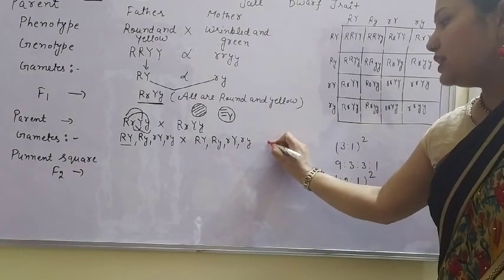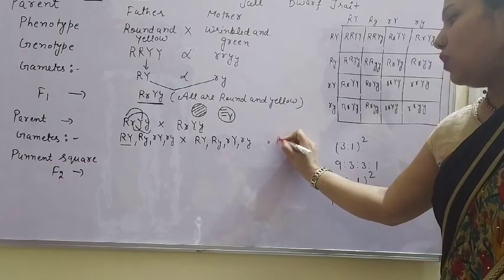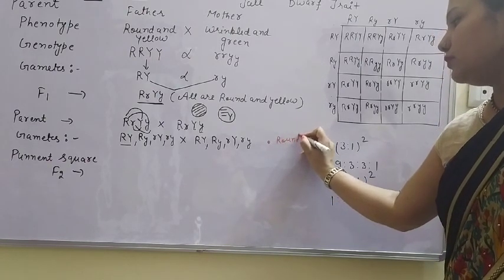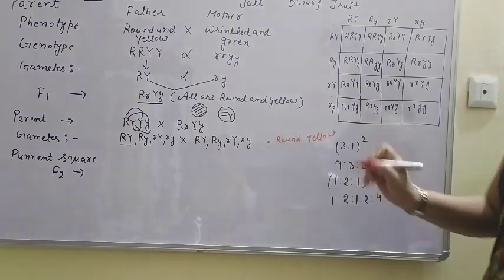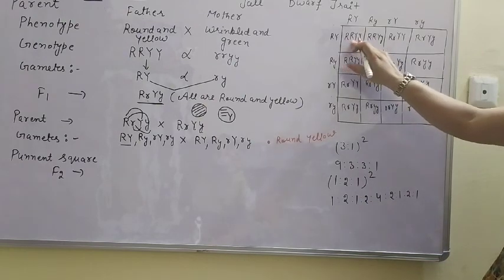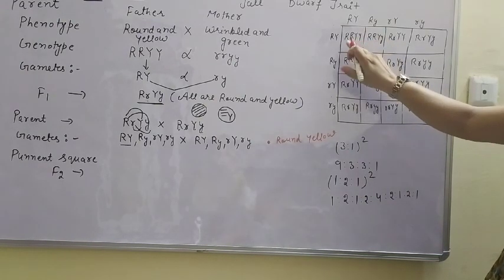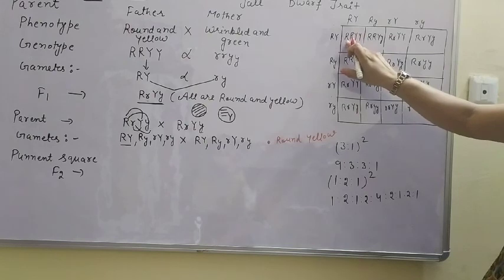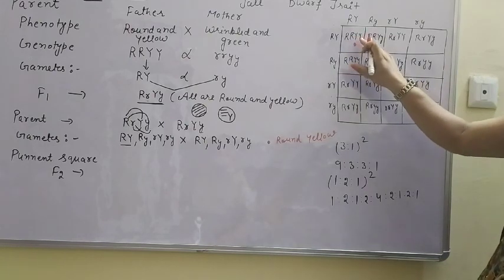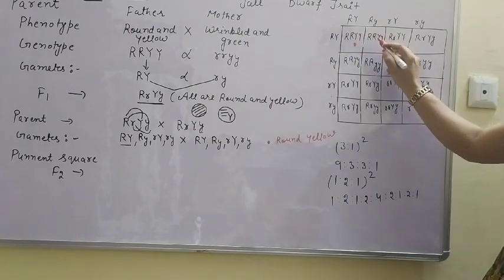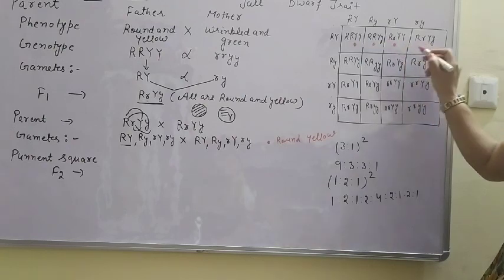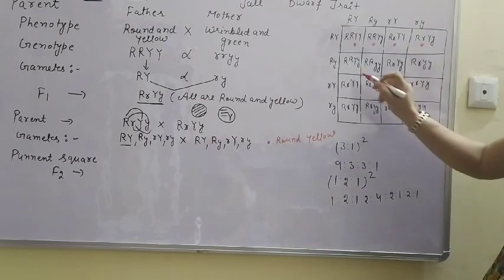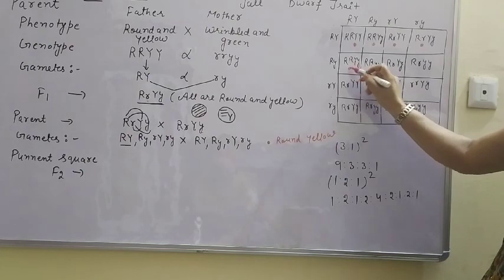So 9 are, we can say, round and yellow. Nine are round and yellow. This is round and yellow because capital R, capital Y is round and yellow, since capital Y is dominant over small y. So this is round and yellow. This is also round and yellow. This is also round and yellow. What is it? Round and yellow.